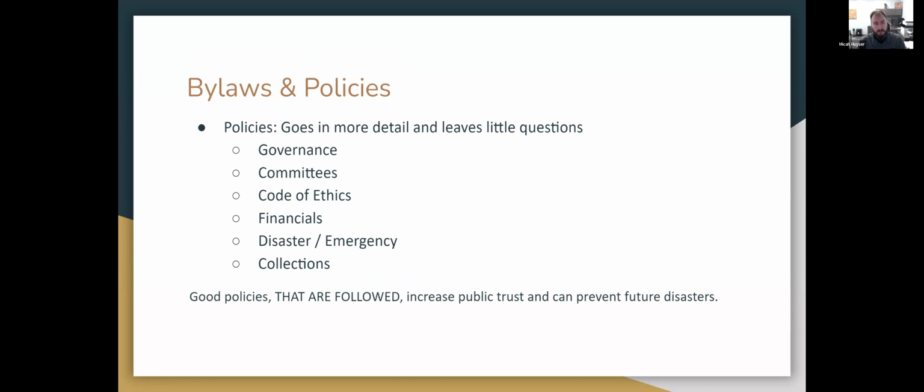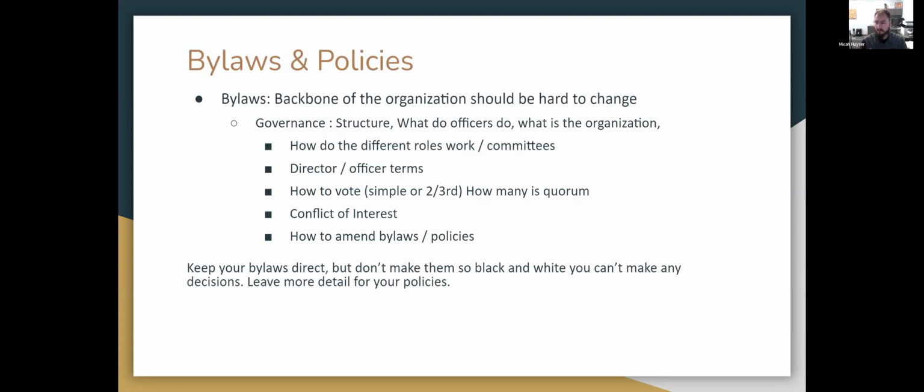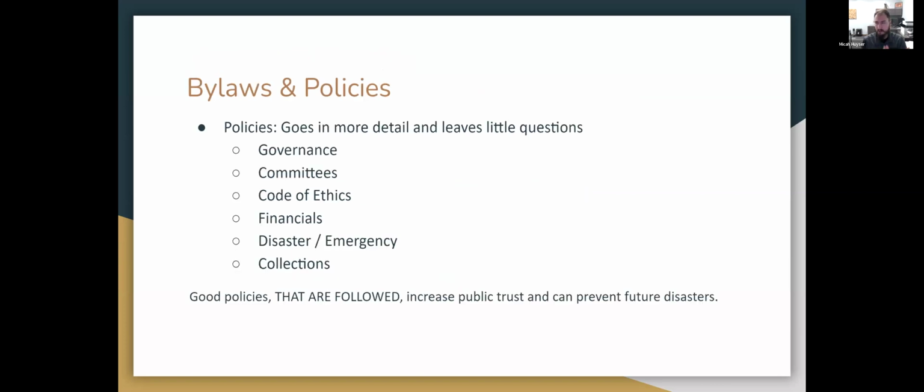And into policies. So the policies should go into more detail, but leave little questioning. Your bylaws should be direct on what they're trying to say, but you don't make them so black and white you can't do anything. Policies are where your black and white is. Policies should really lay out exactly what this role does.